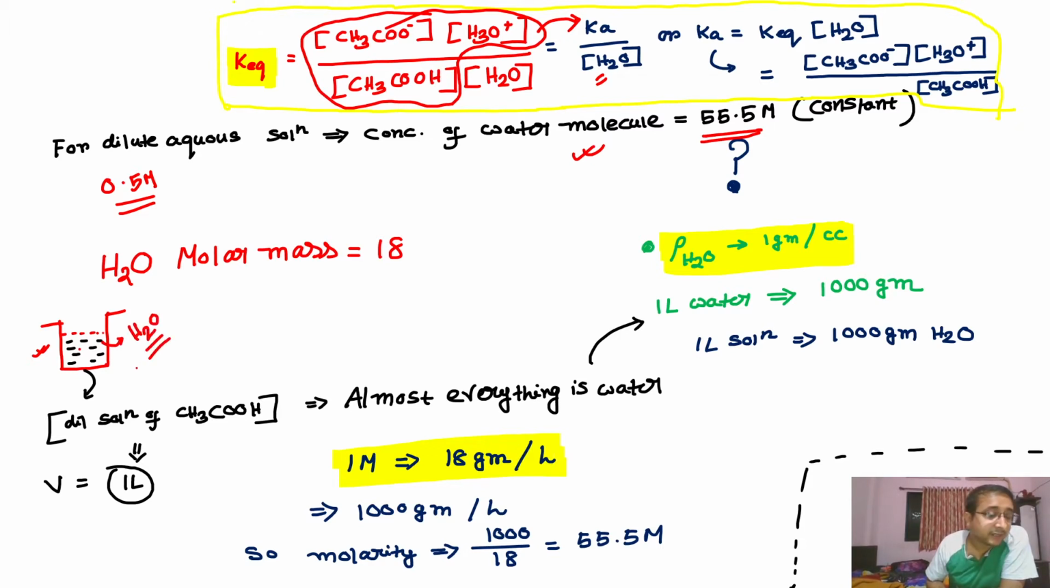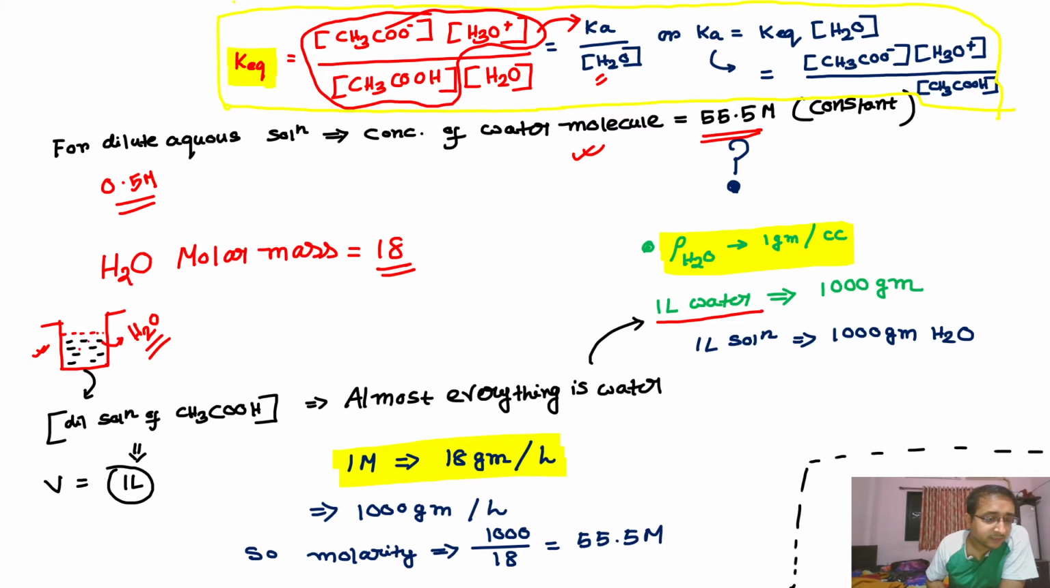As it is a very dilute solution, most of the beaker will be full of water molecules. Now, water has a molar mass of 18. Suppose there is 1 liter of water, so 1 liter is the volume of this solution.